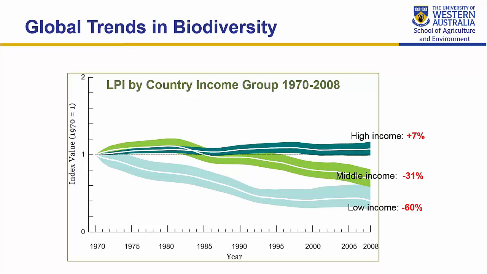Think about that for a minute. Why would high income countries see an increase in biodiversity since the 1970s, whereas middle income and low income countries have seen a decline? You know what? I'm going to have a break and let you ponder that question.